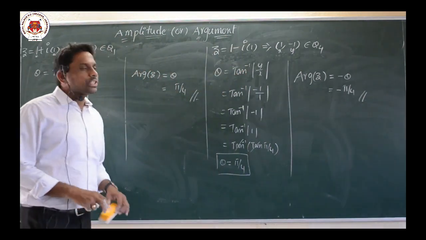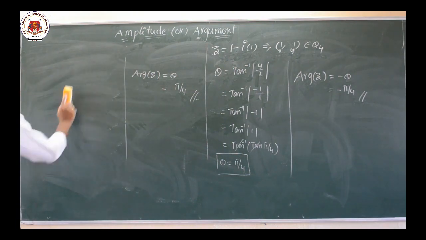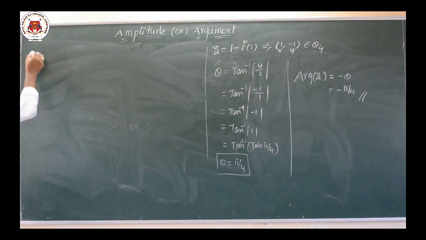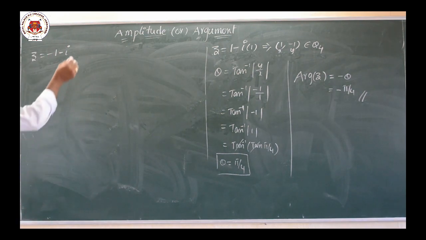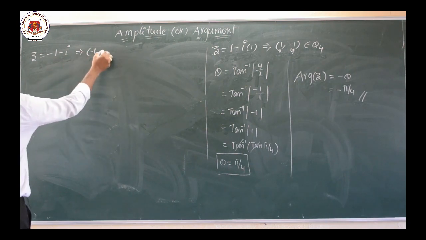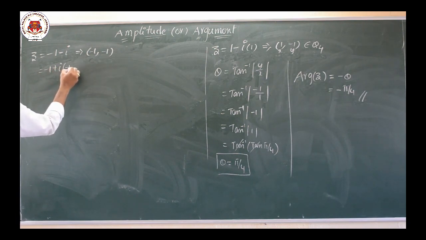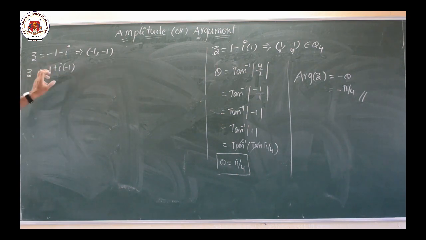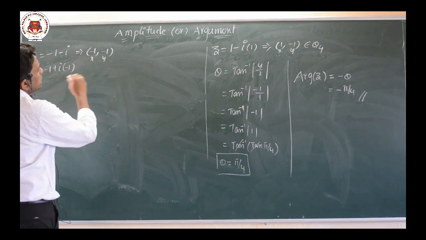Okay, children. Now we'll take one more example. The next example is z equal to minus 1 minus i. First we will write it in ordered pair form. Here the x value is minus 1 and the y value is also minus 1, because minus i can be written as plus i into minus 1. So we write it as (minus 1, minus 1).